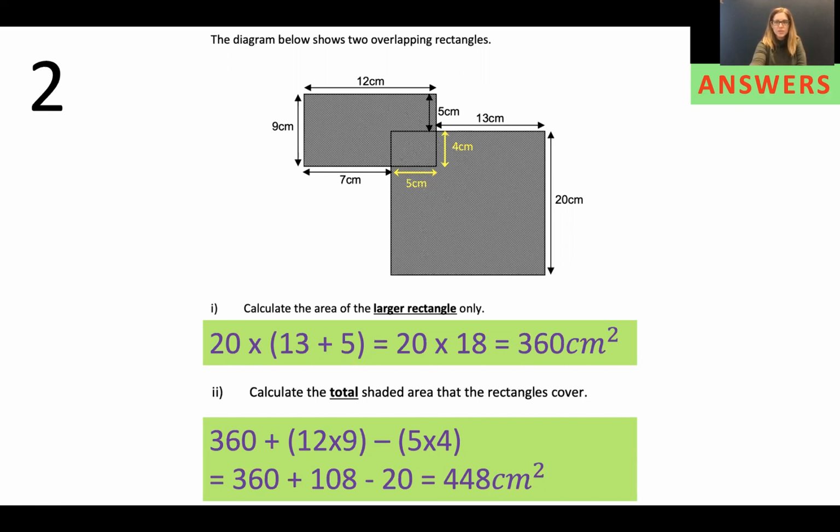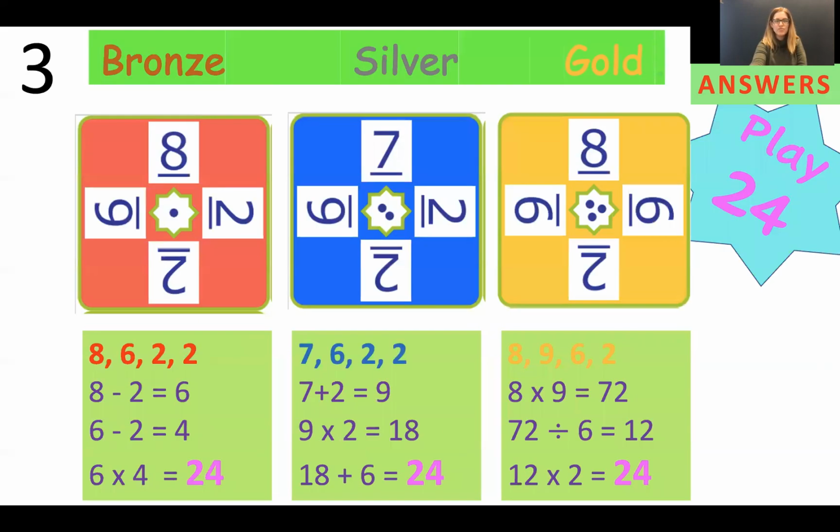Now back to that 24 challenge. Are we ready? So I should have said there are multiple solutions to some of these. So I've given you one example, but if you've come up with a different solution, that's absolutely fine, as long as you've used all four numbers and you have an answer of 24. So these are a couple of examples of ways you can get the solution. So firstly, I won't go back over the red one, the bronze one.